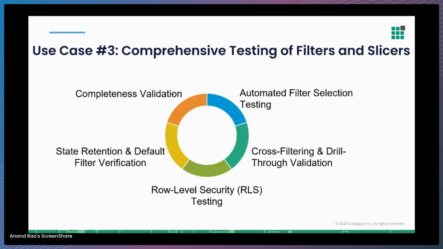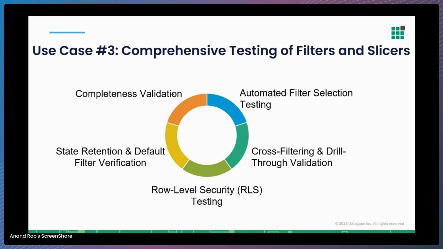Use case number 3. So filters and slicers in Power BI enable dynamic data refinement, but ensuring their accuracy requires rigorous testing. So automated validation ensures the applied filters return the correct subsets of data and function across reports. Some of the key validations here include confirming the filters and the slicers apply the expected changes to the visuals that you have in the report, ensuring cross-filtering behavior between report elements, verifying row-level security, the RLS compliance, for restricted users, running automated tests on filter combinations to detect any anomalies.